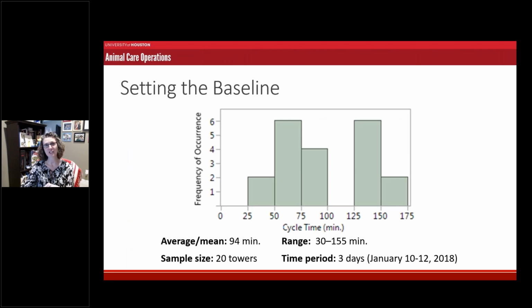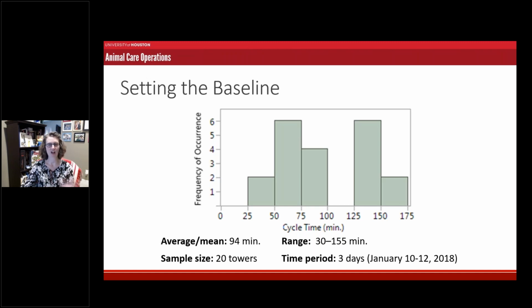And when we used this process in the sanitation, we looked at how long it was actually taking, and we can look at this through a simple histogram. In this case, we looked at 3 days, so it's just a quick sample, but it tells us a lot. 20 towers were cleaned over those 3 days, and we can see that on average it was taking 94 minutes, and the range of our data was from 30 to 155 minutes.